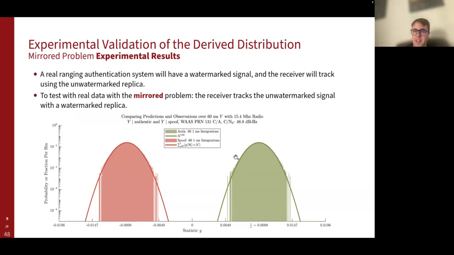So you don't have to take my word for it. I've experimented with real data to show that this distribution is correct. This is with WAS, and WAS right now doesn't have a watermark. There's no watermark in WAS. So how do I experimentally validate? Well, in a real authentication system, I have a watermark signal, and the receiver will track using the regular gold code replica.